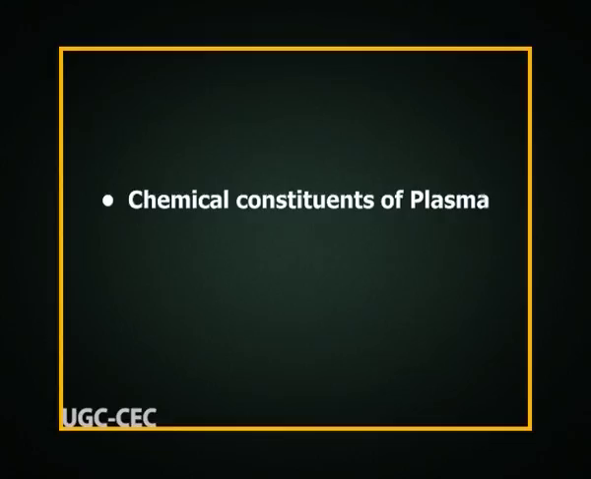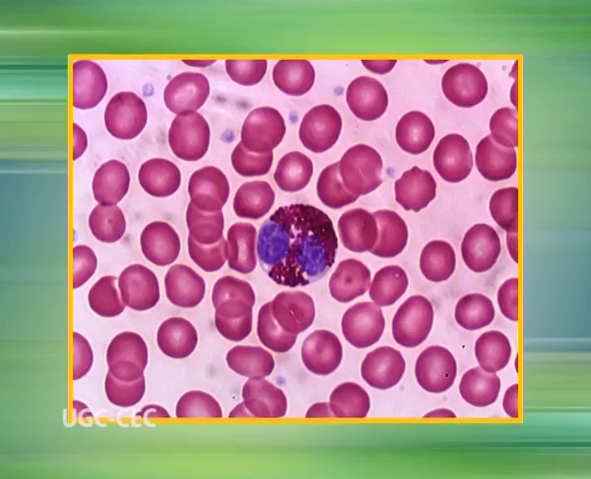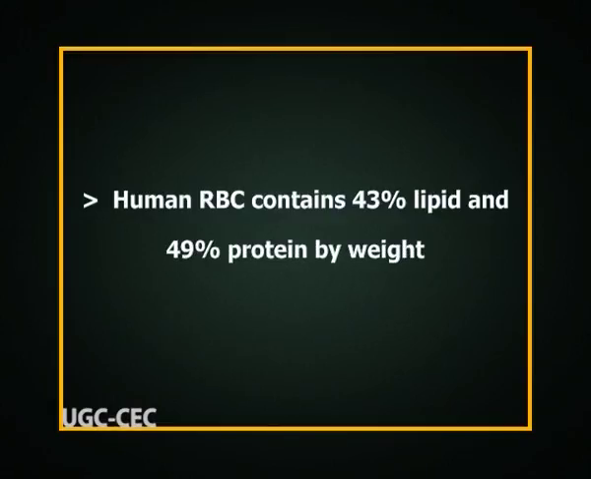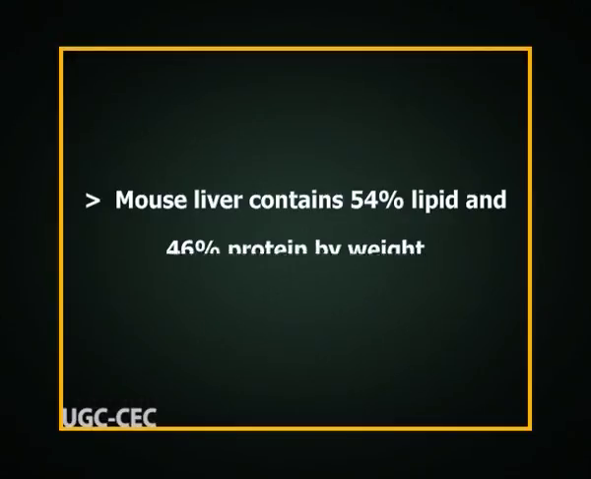Now, the chemical constituents of the plasma membrane. All plasma membranes, regardless of source, contain proteins as well as lipids. The ratio of protein to lipid varies enormously and depends on cell types. For example, the plasma membrane of human RBC contains 43% lipid and 49% protein by weight, whereas the plasma membrane of mouse liver contains 54% lipid and 46% protein by weight.